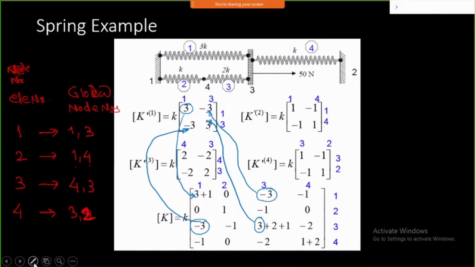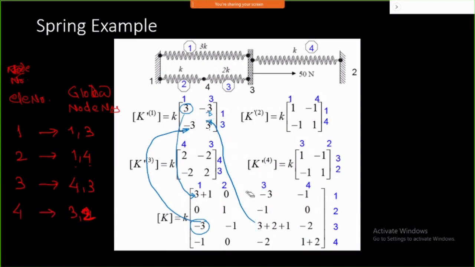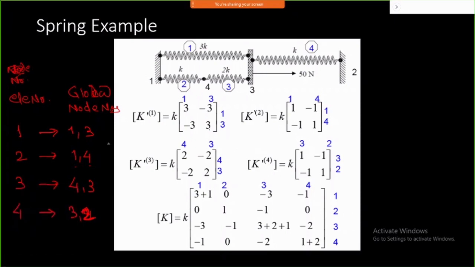The same way we can have a second element, and we can just look at the second element. In the second element we have a 1 here. In this 1 you can see there is one common node, that is 1 is the common node for element number 1 and element number 2. So this will be getting added at this location.